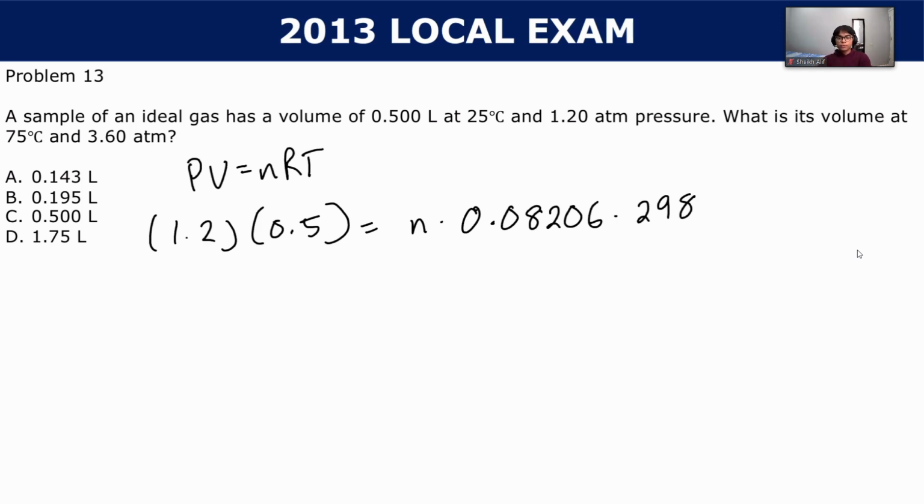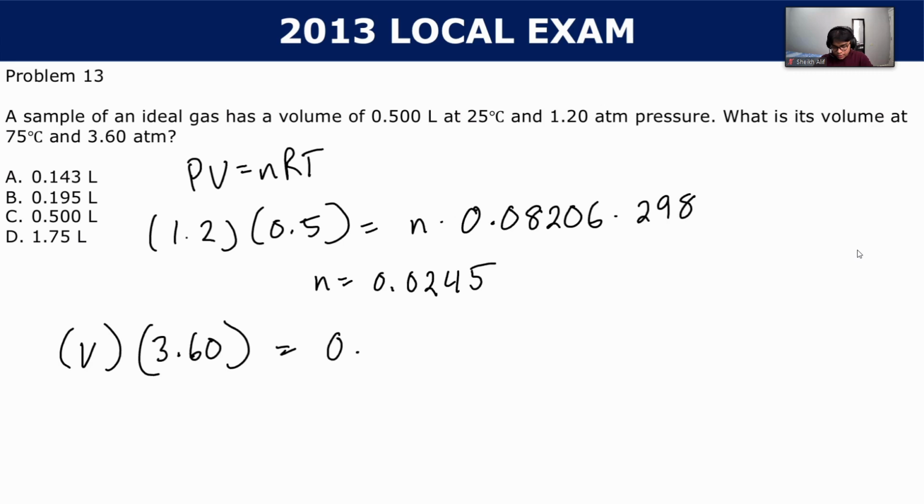And so now let's solve for n. So n is going to be 1.2 times 0.5 all over 0.08206 times 298. So n is going to be about 0.0245. And if we look at what the question is asking for, what is its volume at 75 degrees Celsius and 3.60 atmospheres? Well, the volume we don't know, and the pressure is 3.60. n is 0.0245, since we're not changing the number of moles.